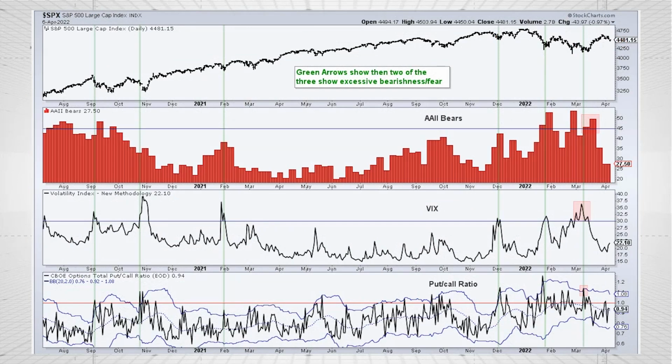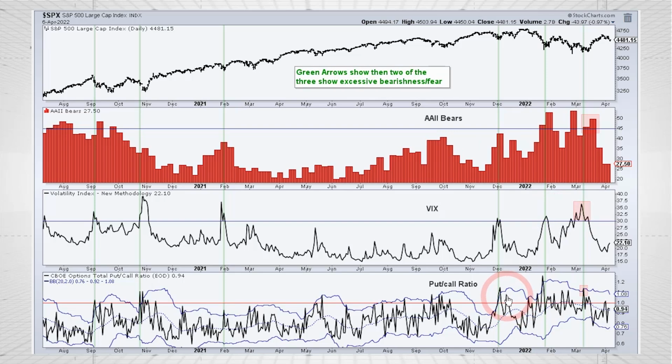Now, another way to identify a possible playable pullback is with sentiment indicators. Now, sentiment can be a bit tricky, I admit, and I don't use it very often. But if we look here, actually since December, we've got some sentiment extremes that have picked some pretty nice little short-term turning points. So I've got 3 indicators. I've got the percentage of AAII bears, and when it goes above 45%, I consider that to be excessive as far as the percentage of bears. Then I've got the VIX, and when it goes above 30, I consider it to be showing signs of excessive fear.